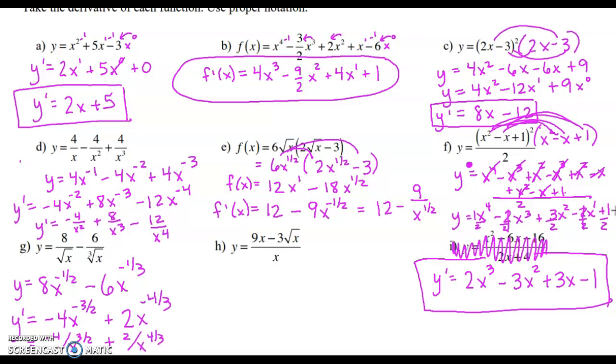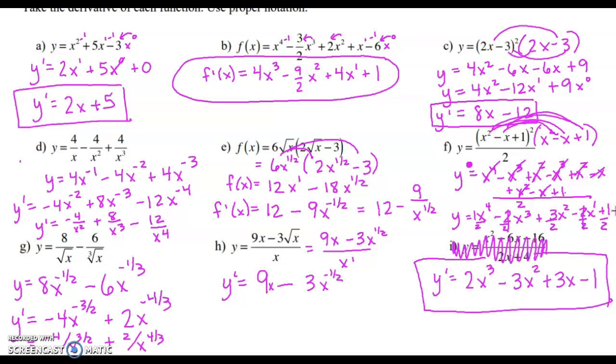Okay, and then our last one, we need to reduce. So I'm going to rewrite this first. And so we reduce it. Those x's would cancel, so I'm left with 9. And the 3 stays, and we subtract exponents. So I'm going to get x to the negative 1/2.